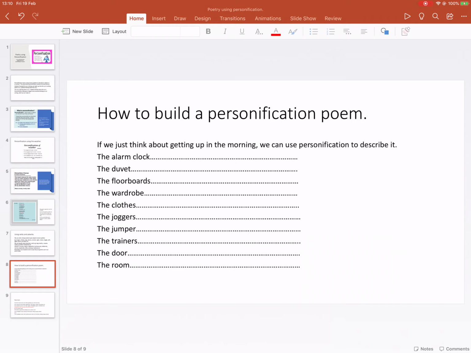So have a go at this. Choose your theme that you want to do. You can do this one, or you can choose a theme of your own. And good luck, and I look forward to seeing them.